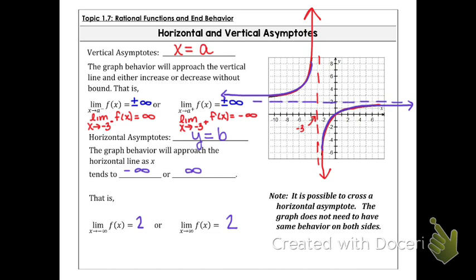And then it did talk about here, what I had mentioned, it said it is possible to cross a horizontal asymptote. It's the only asymptote we'll actually cross. The graph does not have to have the same behavior on both sides. Usually it will, but it does not have to.